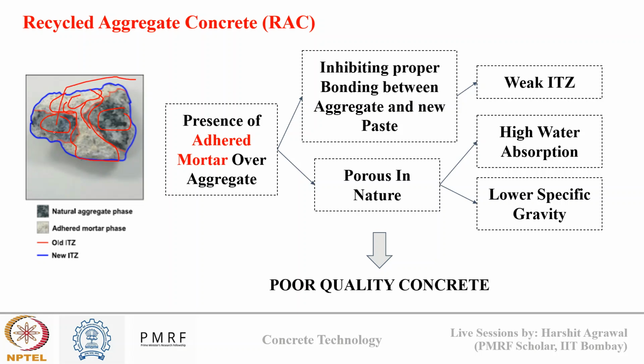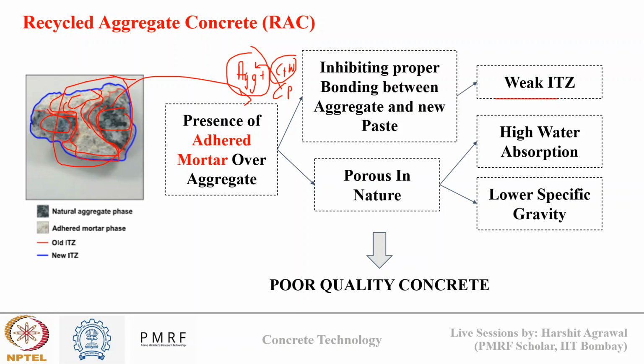Okay, so suppose I am using this RCA again in concreting. So this is my aggregate and I am adding cement plus water. So this cement plus water will make some cement paste, and this cement paste will try to adhere over the aggregate. Now since there is already mortar present over the aggregate, the cement paste may not be able to bind properly with the aggregate. So the ITZ which is formed over the aggregate will be weak.